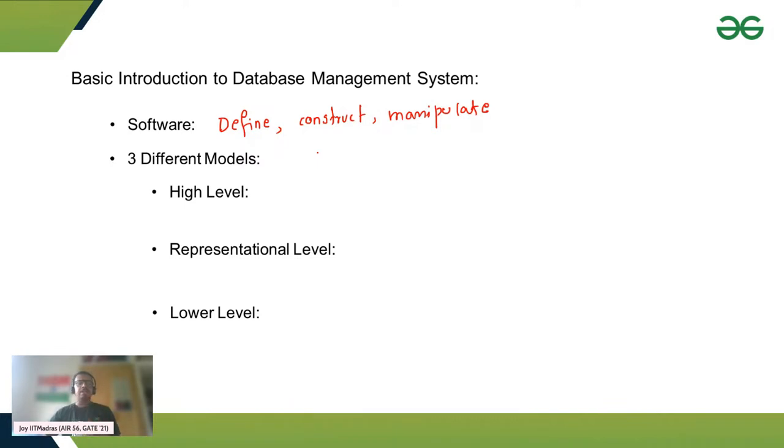Then there are three different models to represent a database. So what are the three different models? You can directly see that they are high level, representation level, and low level. So what is the high level or conceptual model? This is a model we use to explain to general people who don't have any idea about databases. In a high level or conceptual model, we really won't go very deep into all the details of a database. For the understanding of a general person who is not really into technical terms, we use this high level conceptual type of model.